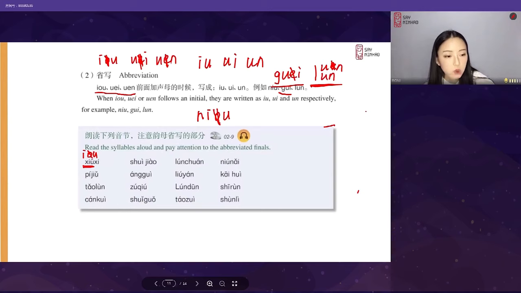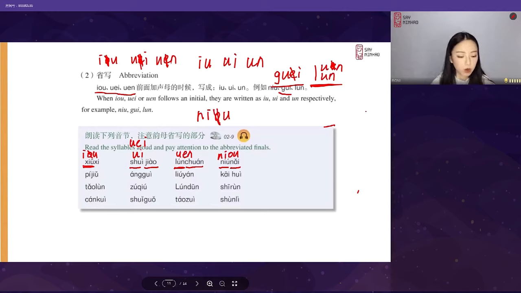Next one, for 睡, 睡觉. Actually, what was it originally? It was originally this way, right? This one. And next, 轮船, for 轮 actually it should be 温. And next one, 牛奶, which one was abbreviated? 牛, right? 奶 actually should be like this, but when we are writing, we write it like this.